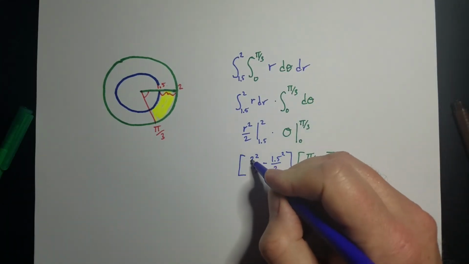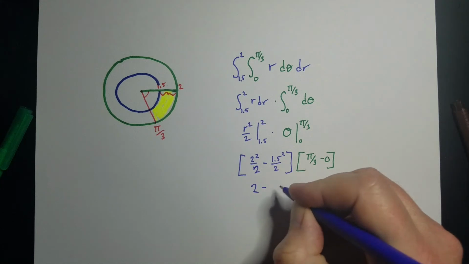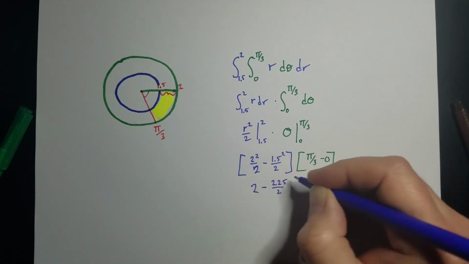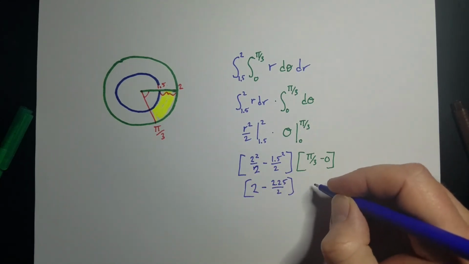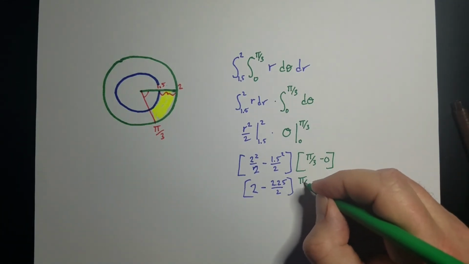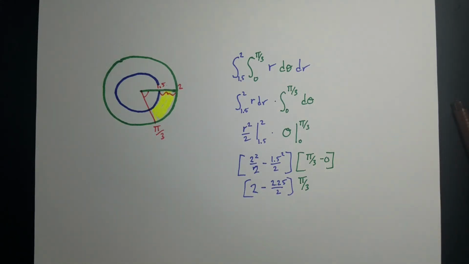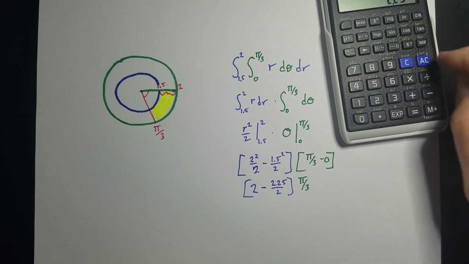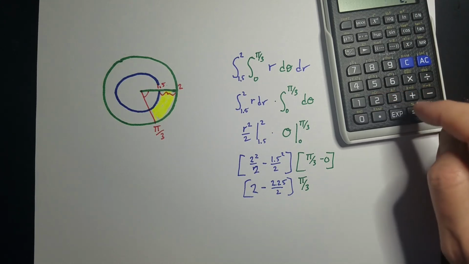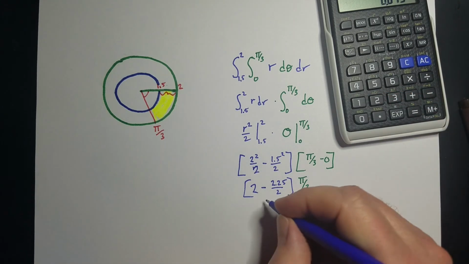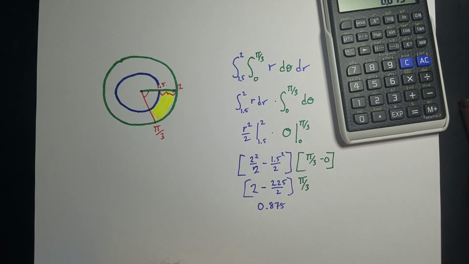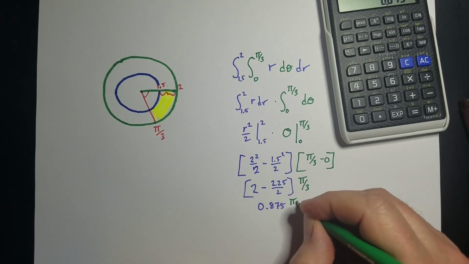So let's go ahead and calculate this. 2 squared divided by 2 is 2, minus 1.5 squared, which is 2.25, divided by 2. And this other part is just pi over 3. So we just take our answer and multiply by pi over 3. 2.25 divided by 2 gives me that, and now I'm going to subtract that from 2, and that gives me 0.875. And we're going to multiply that by pi over 3.